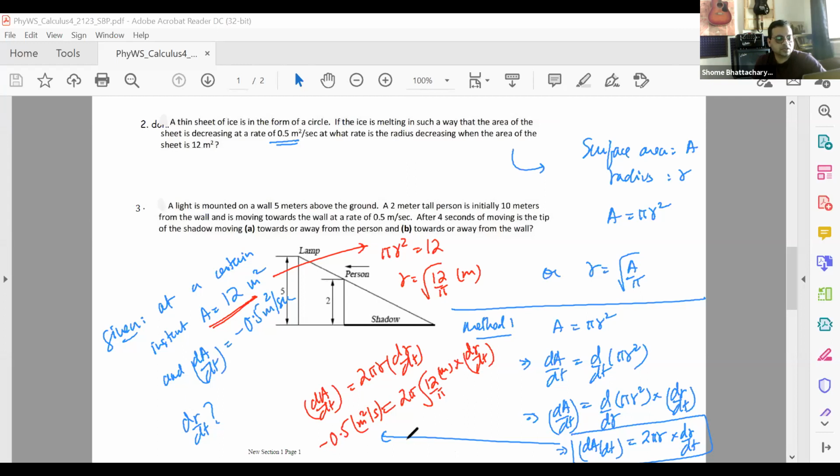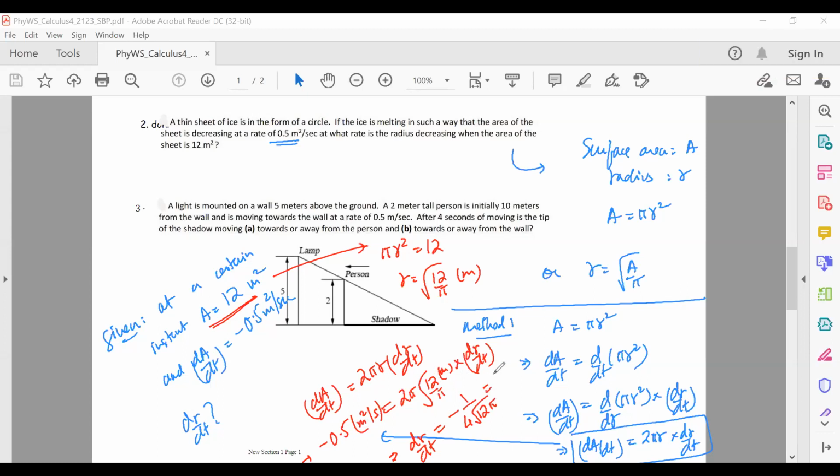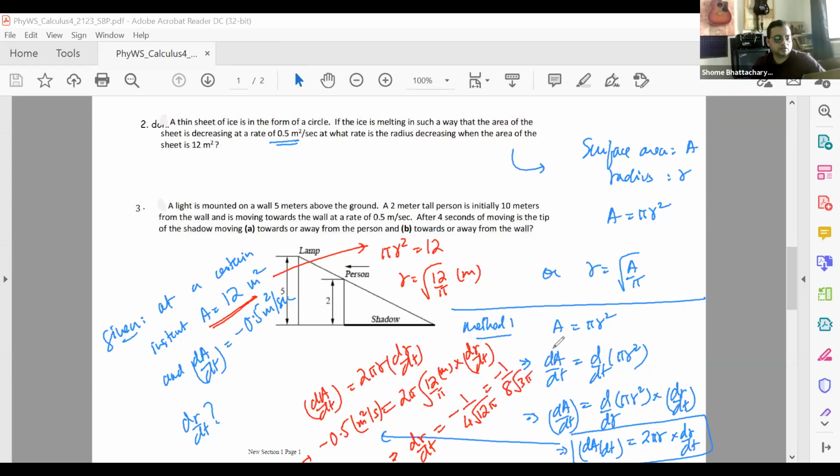So dr by dt finally will become minus of, now you can write this as half and take all these terms this side, 1 upon 4 square root of 12 pi. Or you can write this as minus of 1 upon 8 square root of 3 pi. And this will be in meter per second. And the minus sign is showing you that the radius is decreasing with respect to time.